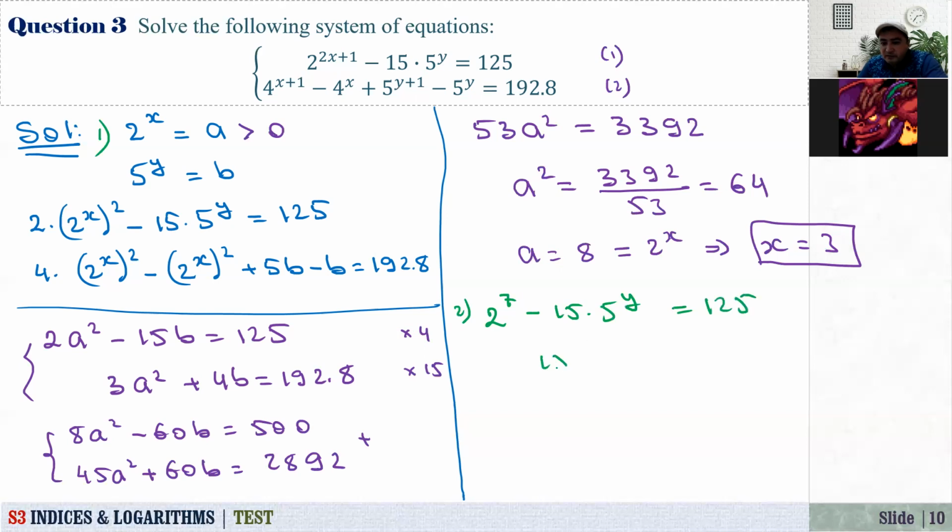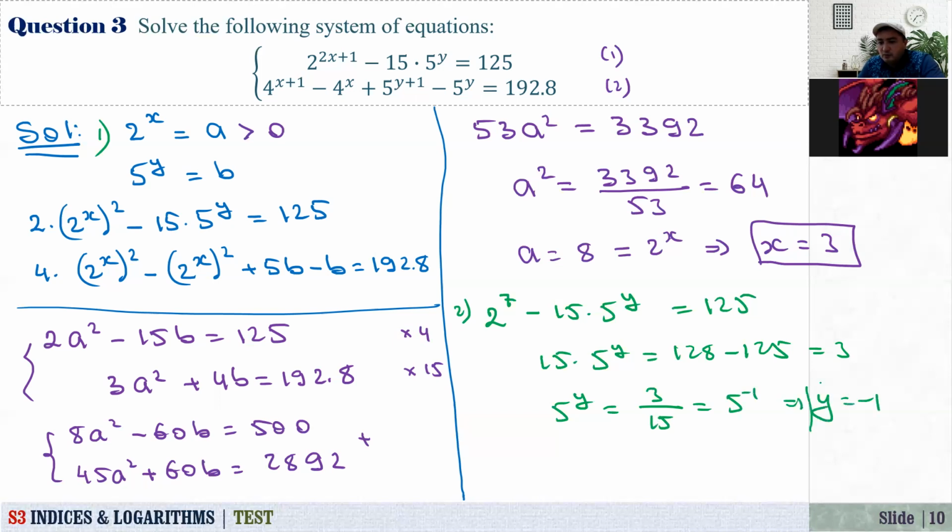Now from here, 2 to the power of 7 is 128, and 128 minus 125 is equal to 3. So from here, 15 times 5 to the power of y equals 3, so 5 to the power of y equals 3 over 15, that's equal to 1 over 5, or 5 to the power of negative 1. So what is y? y equals negative 1. So x equals 3, and y is equal to negative 1. This is the solution of this system.